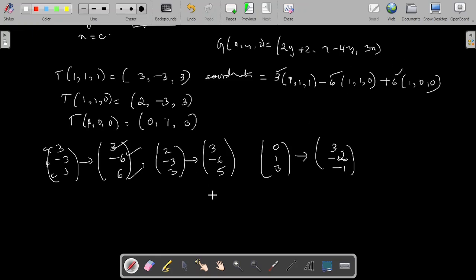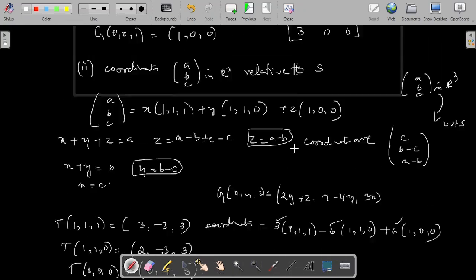Hence, the matrix of T with respect to the basis S is given by writing all these coordinate vectors column wise: 3 minus 6, 6, 3 minus 6, 5 and 3 minus 2 minus 1.